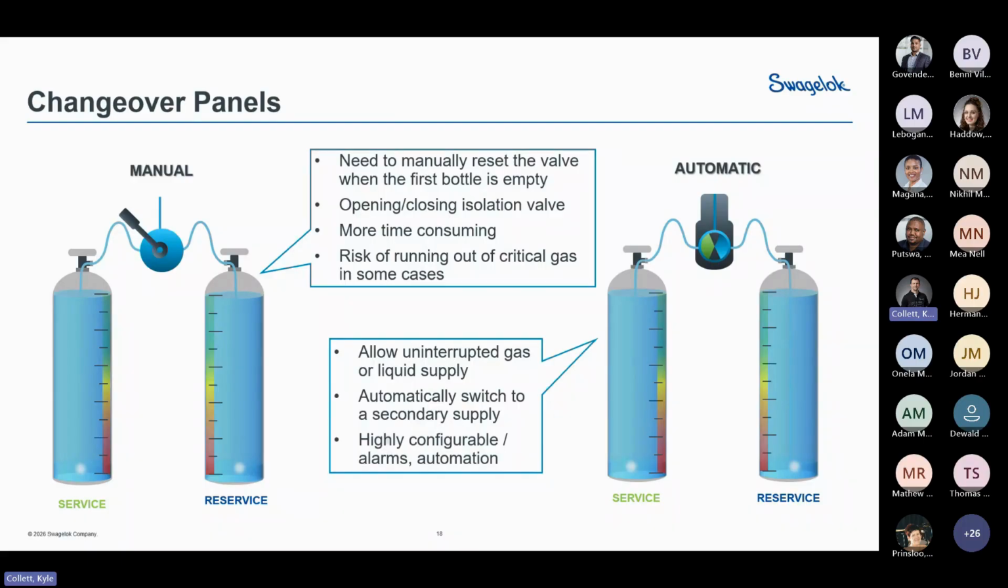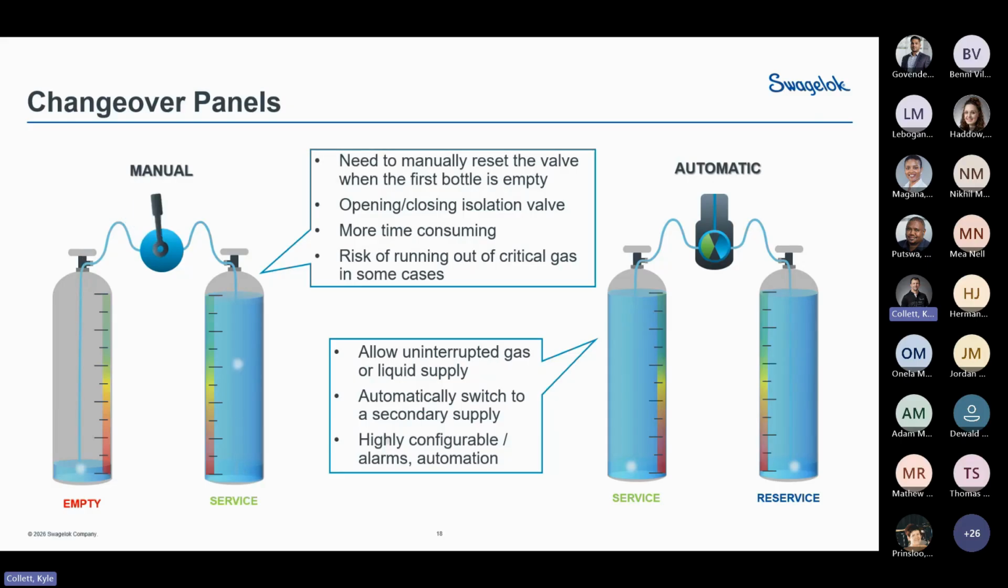So let's take a look at a manual system versus an automatic changeover. If we notice the sample cylinder on the left-hand side, you can see this is on a manual system, and we're currently going through normal service. You start using the gas in the bottle, and it eventually depletes to the empty state. At this point, if you don't have any alarms or some form of signal in place, you're not going to know if your system has run out of gas unless something critical happens downstream or some form of failure happens.